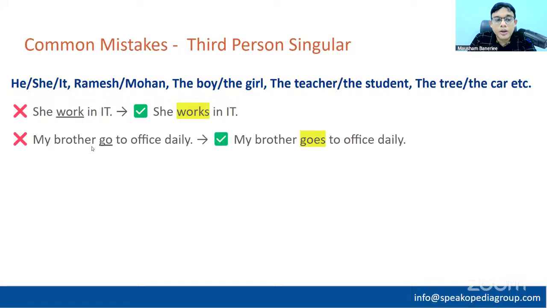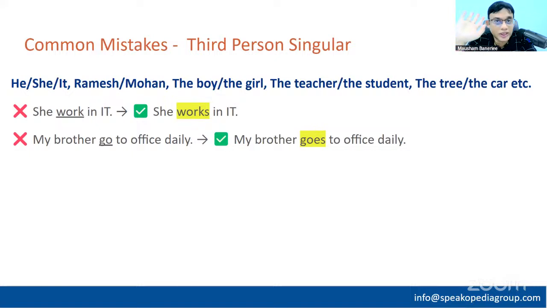Okay. "My brother go to office daily." My brother, third person singular. I'm talking about my brother. If I say "my brother go to office daily," it is wrong. Which is the correct one? My brother goes. So remember this, with third person singular number in simple present, with the verb we add S or ES. S or ES we add with the verb. So I cannot say "my brother go to the office daily."